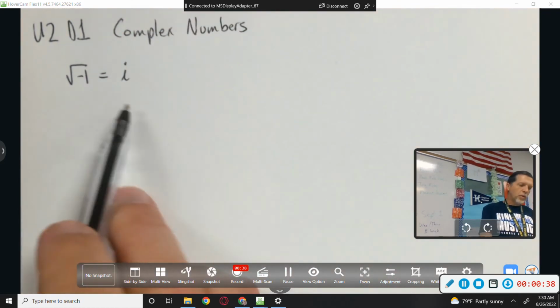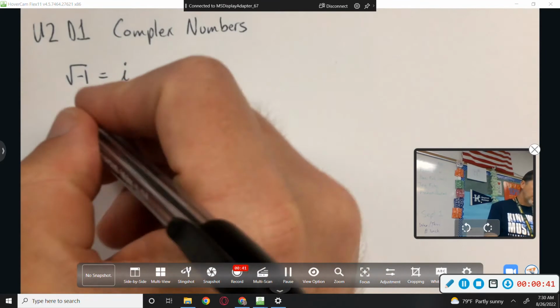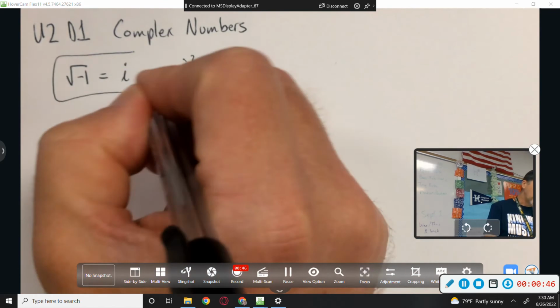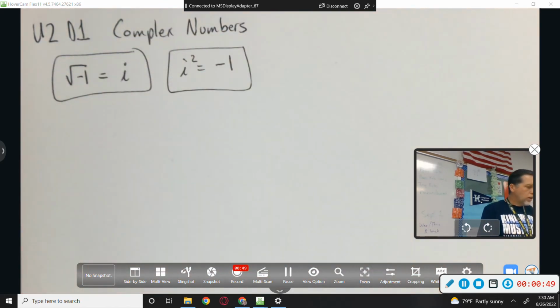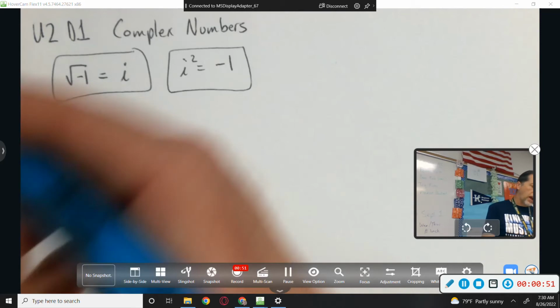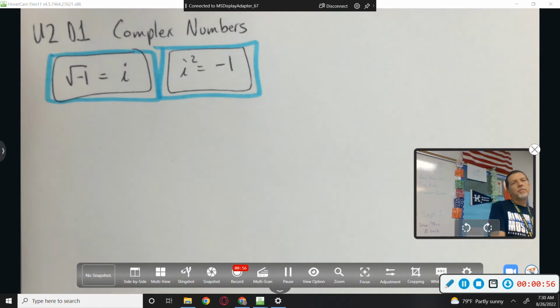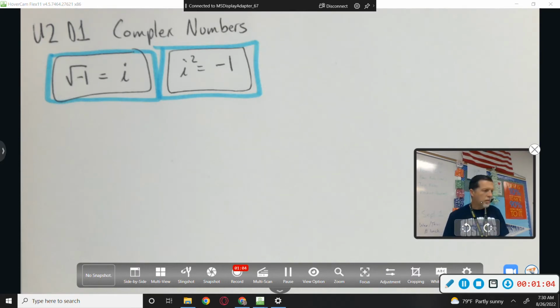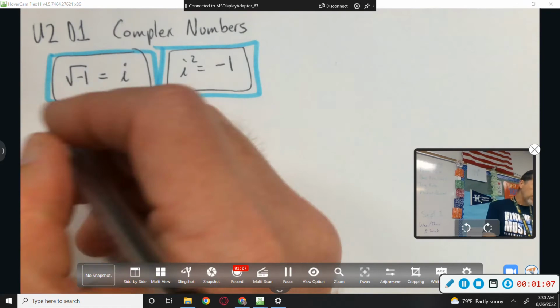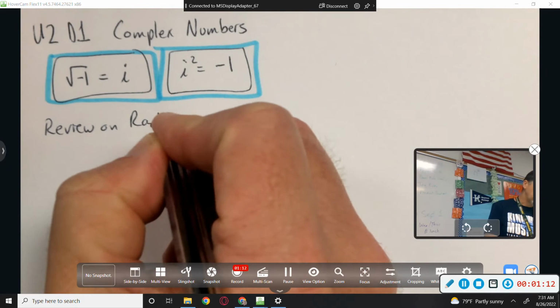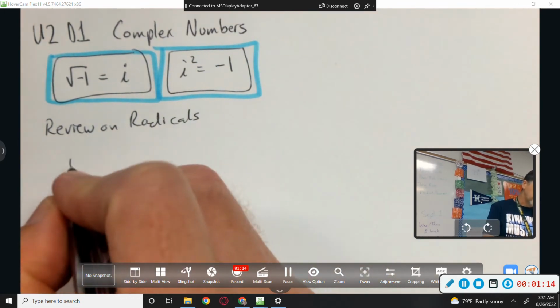And then if you square both sides, I squared is -1. Those are the two most important things you need to know for today. After that, there's some old stuff you got to know, but that's the two big things. So if the square root of -1 shows up, you can factor out an I, or take out an I. If I squared shows up, that's -1. So let's do just a quick little review on radicals. Simplifying radicals.